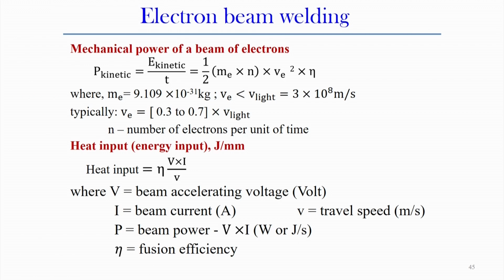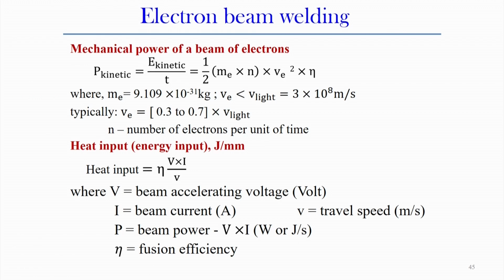So, here if you see, the heat input is efficiency times volt times current divided by the welding speed. V is the beam accelerating voltage, I is the beam current, small v is the travel velocity, that means welding speed, and capital P is the power of the beam. That is also equivalent to volt into current. Power is represented in watt or joule per second, and an efficiency term is also given in this case.